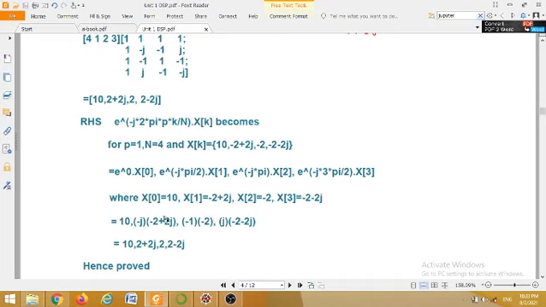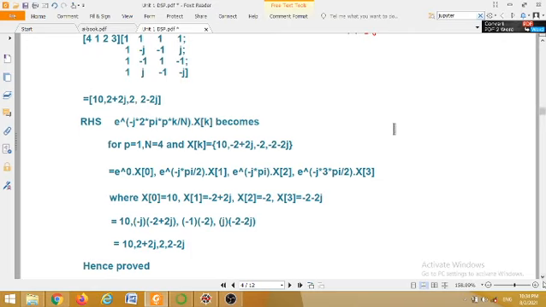The next one is e power minus j 3 pi by 2, so minus j 270 degrees, so you will be getting plus j. So plus j is multiplied by minus 2 minus 2j, and you will be getting 2 minus 2j. So here we can see that the shifted sequence DFT is equal to X of k multiplied by the corresponding exponential sequence.